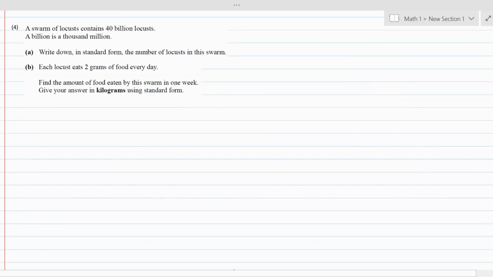Question number 4, here it says, a swarm of locusts contains 40 billion locusts. A billion is 1,000 million. Write down in standard form the number of locusts in the swarm. Part A. So these are 40 billion. Okay. And a billion is 1,000 million.